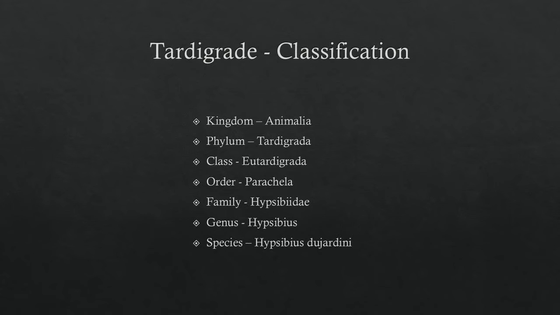Tardigrade, classification. Kingdom: Animalia. Phylum: Tardigrada. Class: Eutardigrada. Order: Parachela. Family: Hypsibiidae. Genus: Hypsibius. Species: Hypsibius dujardini.